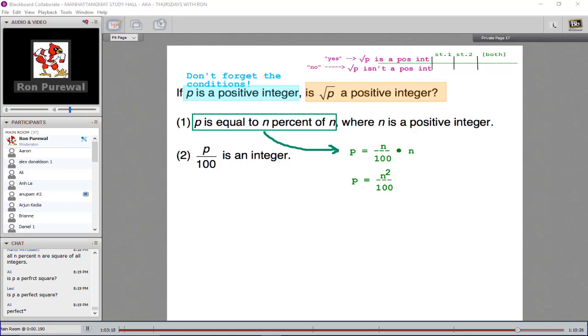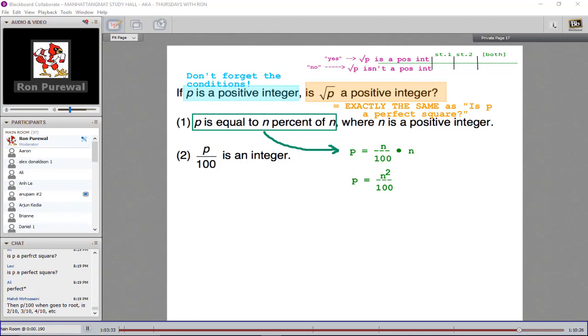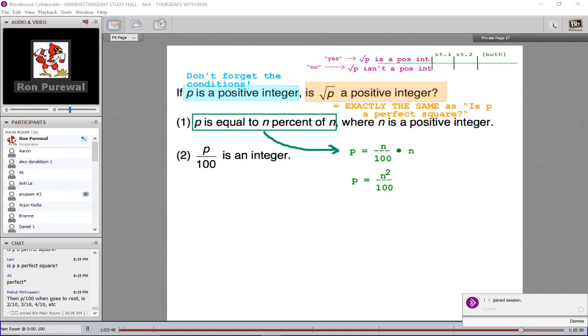So you can also rephrase it like this. This is exactly the same thing as, is P a perfect square? Give me a smiley face if that makes sense. You need to exercise extreme caution whenever you transform a question, because normally transforming questions is a minefield of potential mistakes. But if something is very clearly the same as some other form, then feel free.